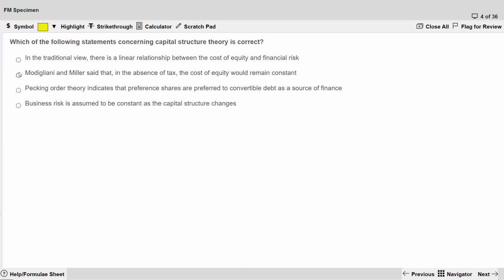Yes. Right? In the absence of tax, remember, in the absence of tax, the interest rate, the cost of debt, or the cost of capital would remain the same.